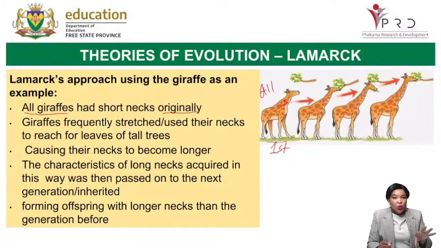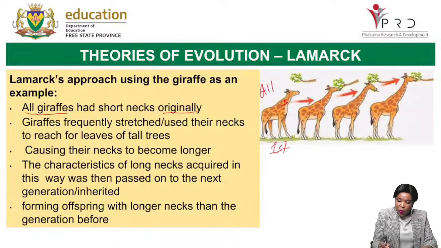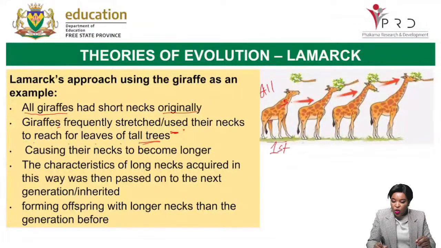So in the situation that you will be given, you must look for that. If they are talking about the tongue, the neck, or the tail, you must say all had short or all did not have something. But you must say all of them were the same. And then what happened with the giraffes? The giraffes then frequently stretched or used their necks. So this is the law of use. They used their necks to reach for leaves of tall trees. So you see now they are frequently stretching.